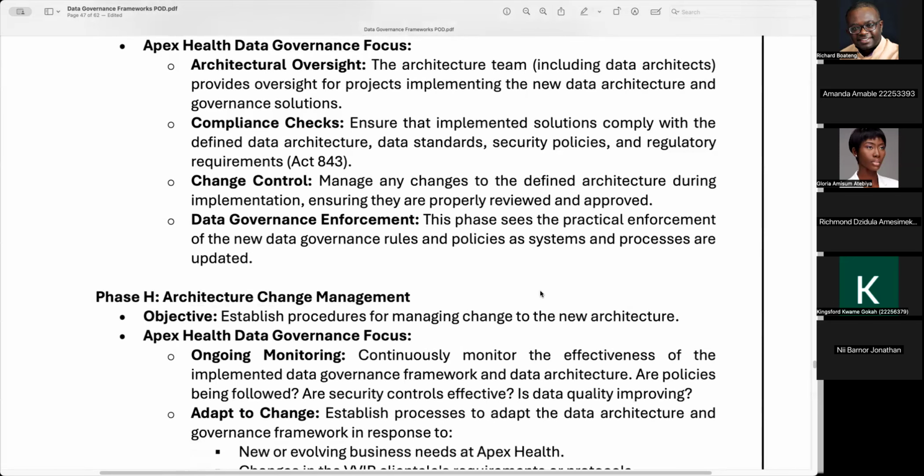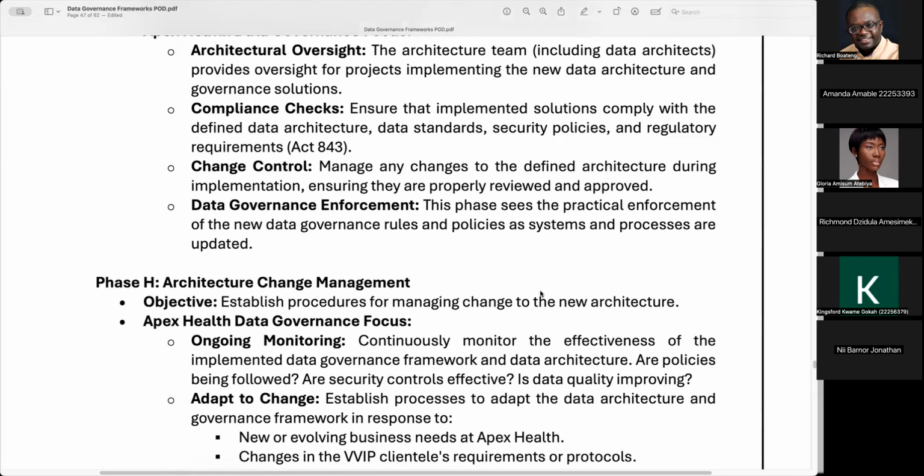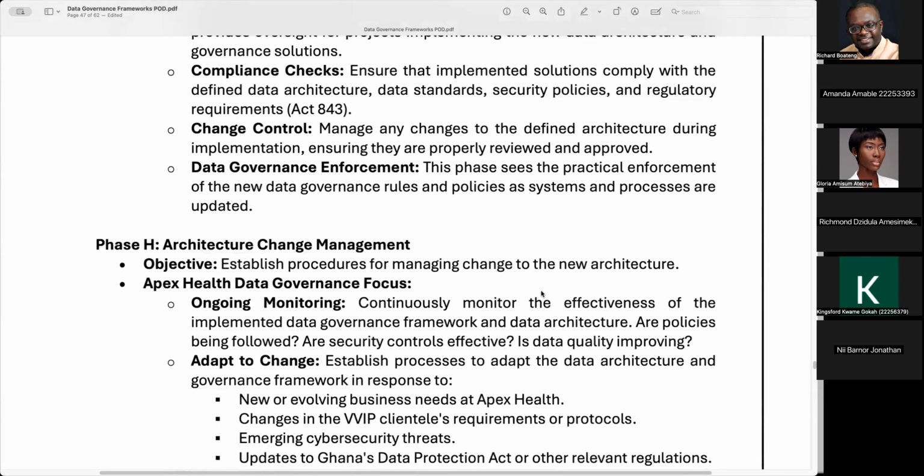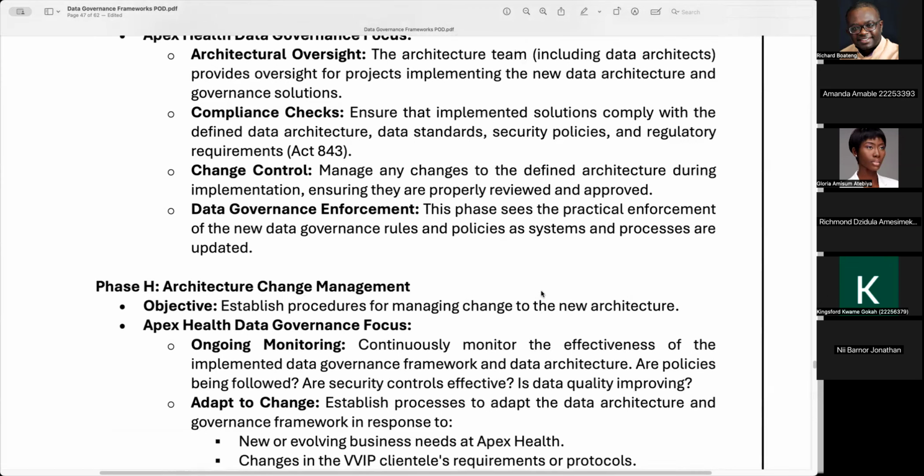They perform regular compliance checks, verifying that the deployed solutions meet the specified architectural requirements, security standards, and Act 843 compliance needs. Formal change control processes are used to manage any necessary changes to the architecture or implementation plan that arise during deployment. And importantly, this phase involves the practical enforcement of the new data governance rules and policies as the new systems and processes come online. It's where the rubber meets the road.